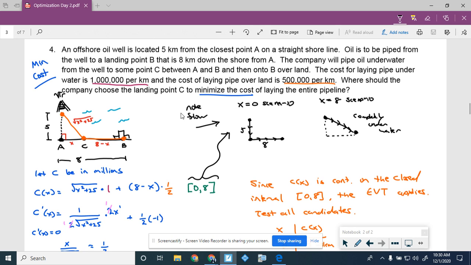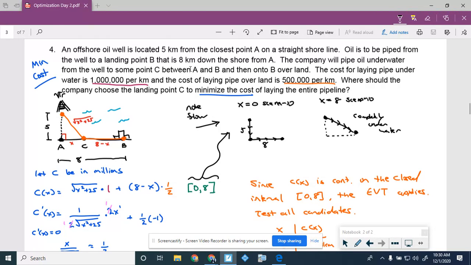All right, let's go over question 4. It's worked out for us so that we can kind of speed this along. It says an offshore oil well located 5 kilometers from the closest point A. So I kind of drew that. Here's my well, closest or nearest shore point A, right? That's going to be 5 kilometers.